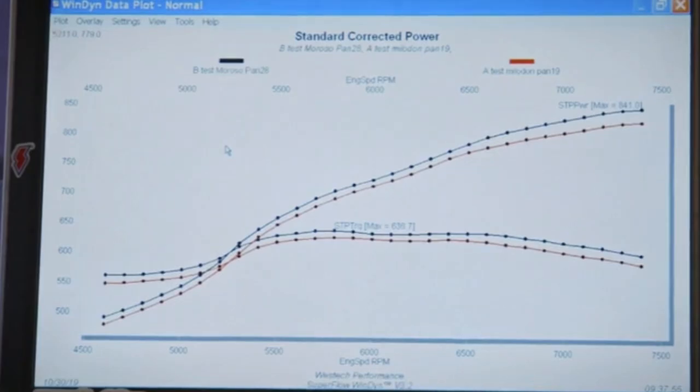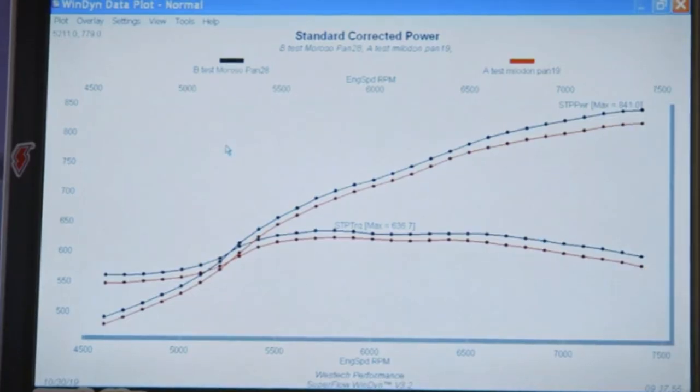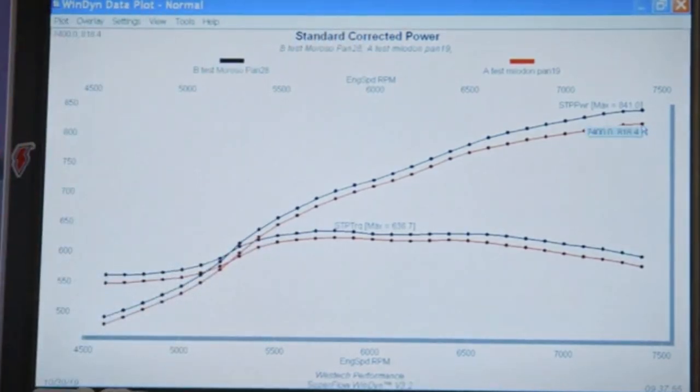And of course, what we got to do is compare it to the old pan right now. And wow, it does diverge. It's better there and even better up there. It's better everywhere. That's stunning. How much more power did it make? We went from 818 to 841. Wow. That's crazy. Where do you find 23 horsepower for $600? Let's say first oil pan versus second oil pan. That's a huge gain. Yeah, that's amazing.